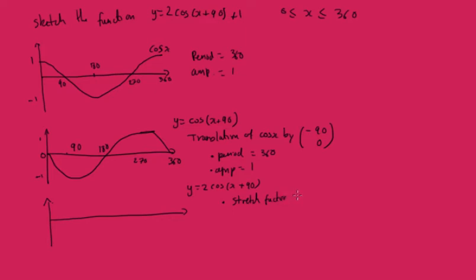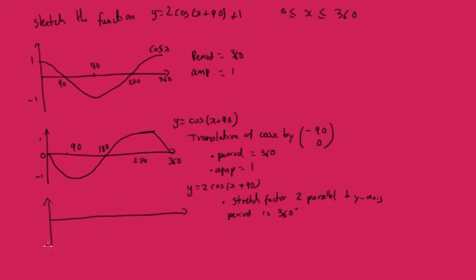Of 2 parallel to the y-axis. So the period is 360. And find out what the amplitude is.